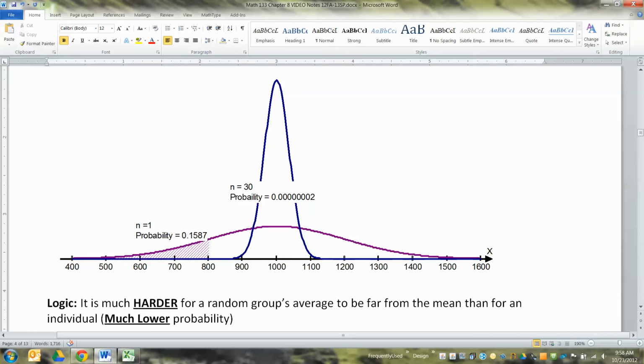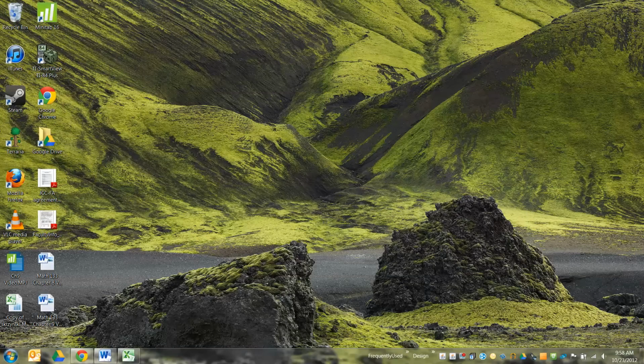And then look at the blue curve, right? See how tiny it is? You can't even see it. It's going to be really small. Oh, look, it's 0.000002. All right, so let's go find it. Let's prove to ourselves that this is the case.